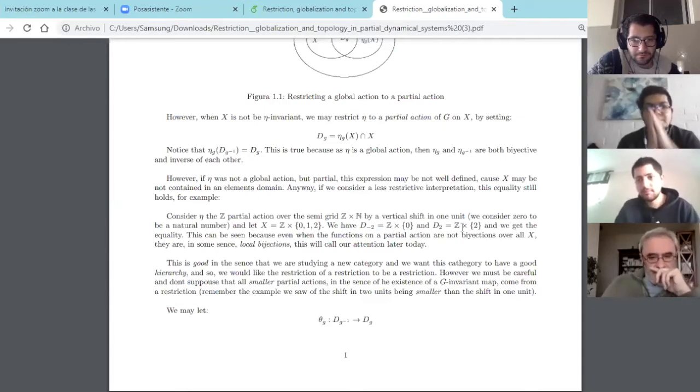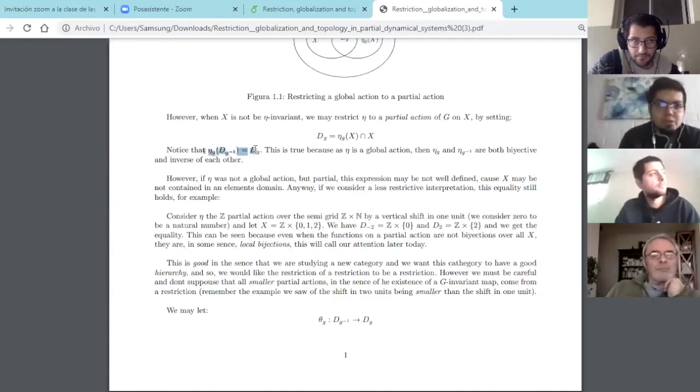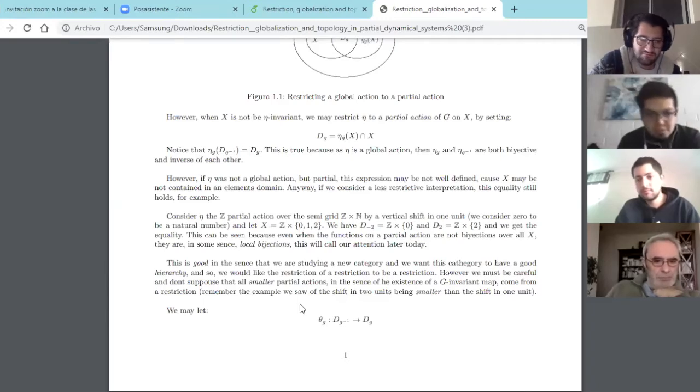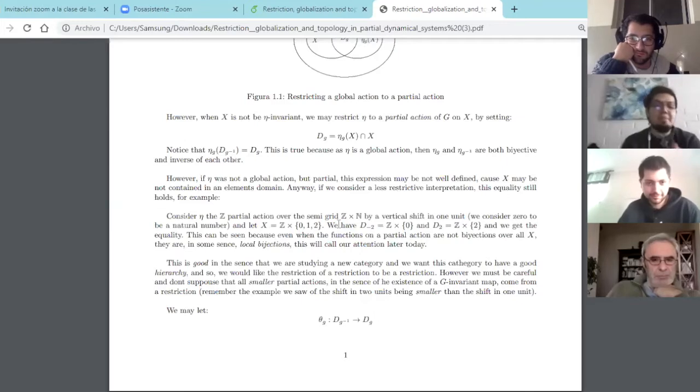And so what I want to comment here is that this is seen because this expression holds, because these actions are global bijections, say somehow, but a partial action is also somehow a partial or a local bijection. So it behaves well when it can, right? So we will not have problems of having containments here. We will have the equality. And this is a comment that I want to make.